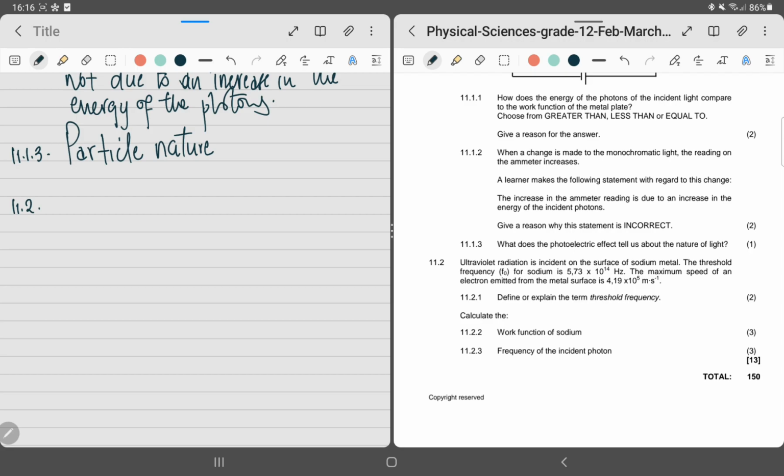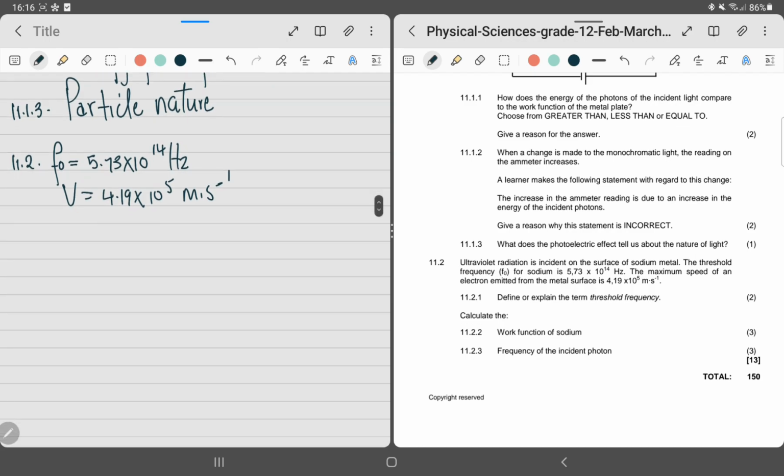Ultraviolet radiation is incident on the surface of a sodium metal. The threshold frequency for sodium is 5.73 times 10 to the exponent of 14 Hertz. The maximum speed of an electron emitted from the metal surface is 4.19 times 10 to the exponent of 5 meters per second.